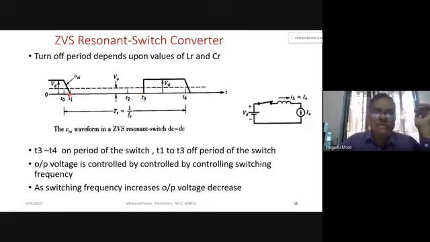And now, which will be a constant depending upon L and C? So here we have shown the 2 periods. T0 to T3 will be the off period of the switch, and T3 to T4 will be the on period of the switch. Out of that, which period depends upon LR and CR?